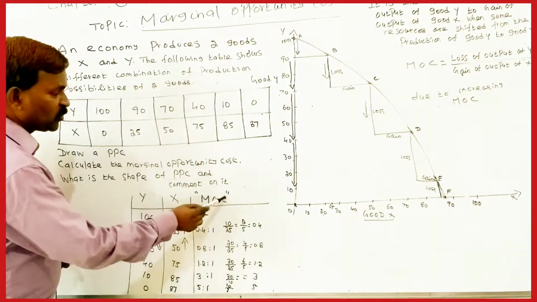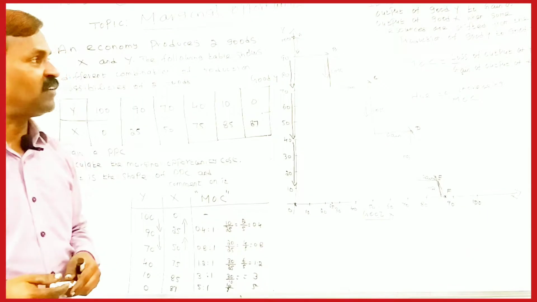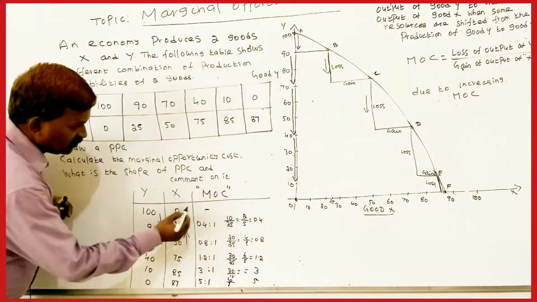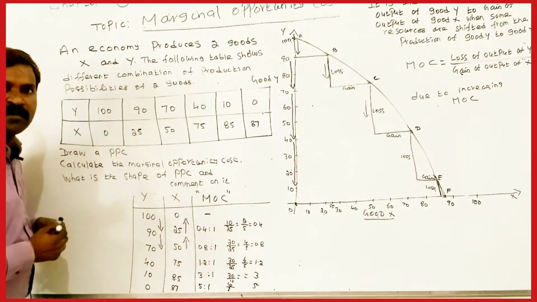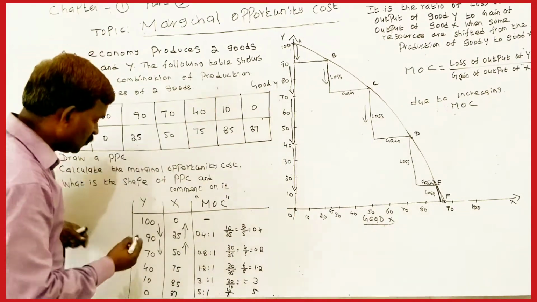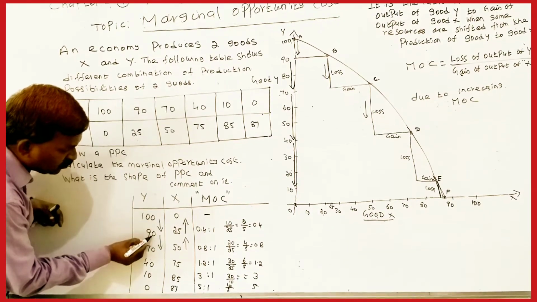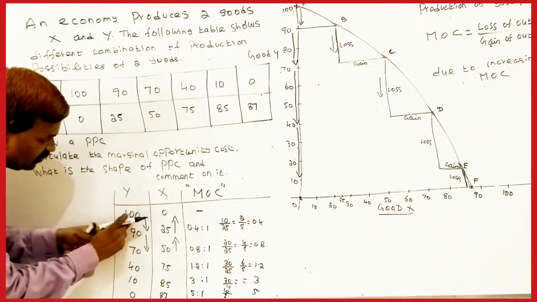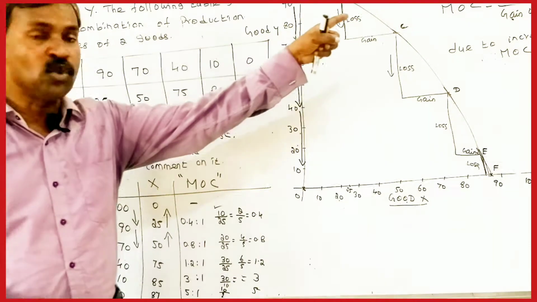Right? Marginal opportunity cost formula: loss in the output of good Y divided by gain in the output of good X. Now you see here. For the first level, you cannot calculate. When can you calculate marginal opportunity cost? When you know the loss and gain. So from 100 units of commodity Y, the production of good Y decreases from 100 to 90. So what is the loss in the output of commodity Y? 10. That is the numerator.